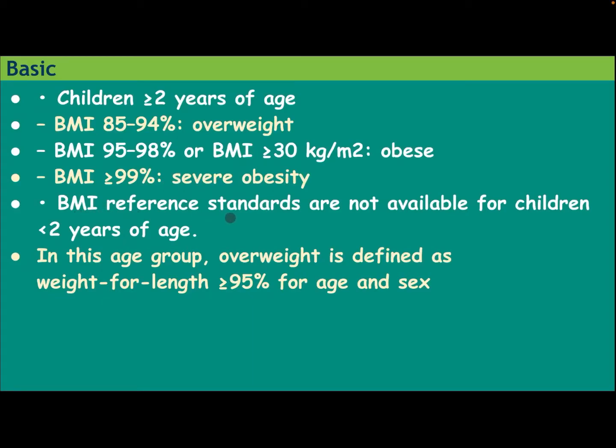Body mass index reference standards are not available for children less than 2 years of age. In this age group, overweight is defined as weight for length equal to or more than the 95th percentile for the age and sex.